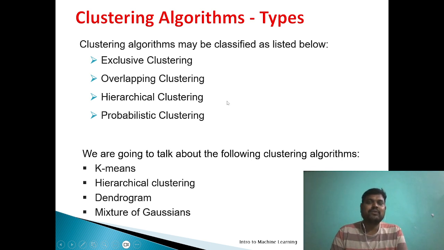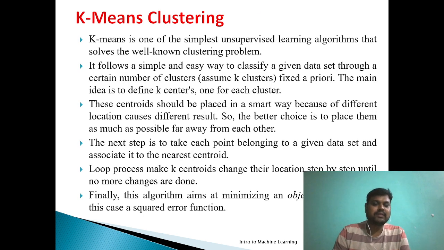Hierarchical clustering: if you have n data points, each of the n data points is considered a cluster at the initial point. Then one by one, similar points are clubbed into a cluster until the final cluster is reached. Probabilistic clustering will follow a probabilistic pattern. K-means clustering and hierarchical clustering are a kind of overlapping clustering, or you can say probabilistic clustering.